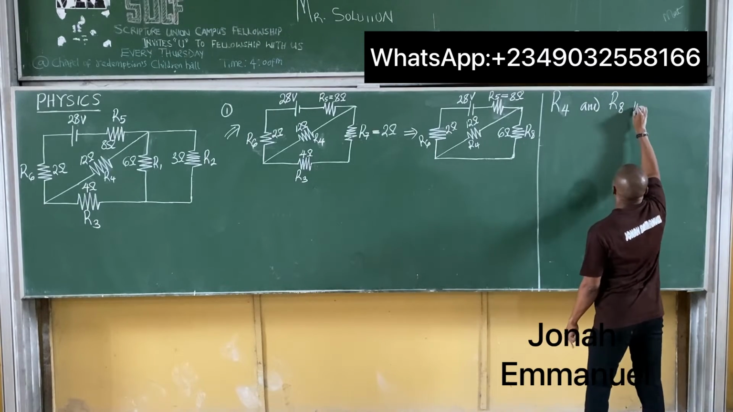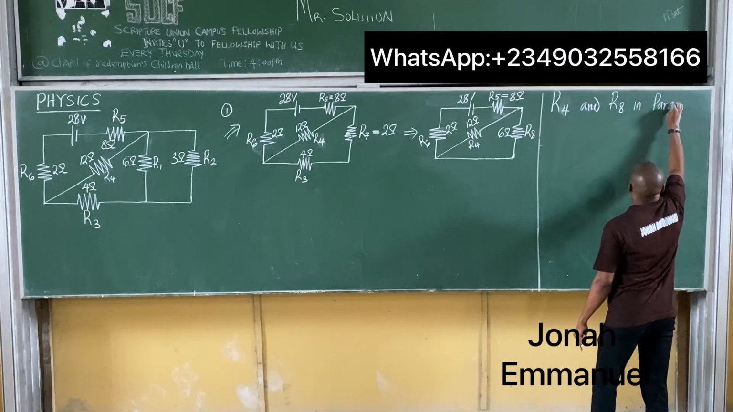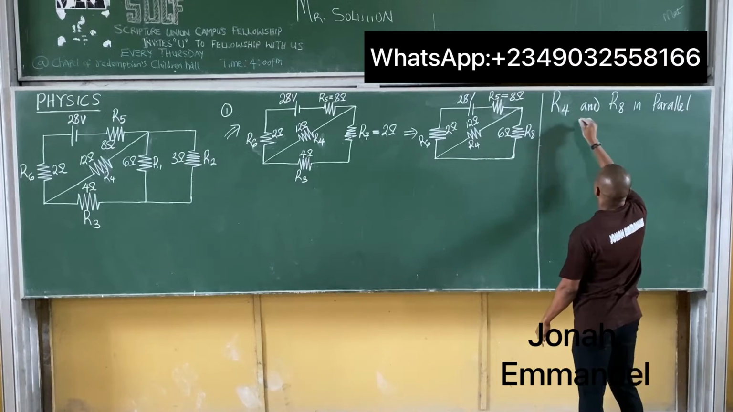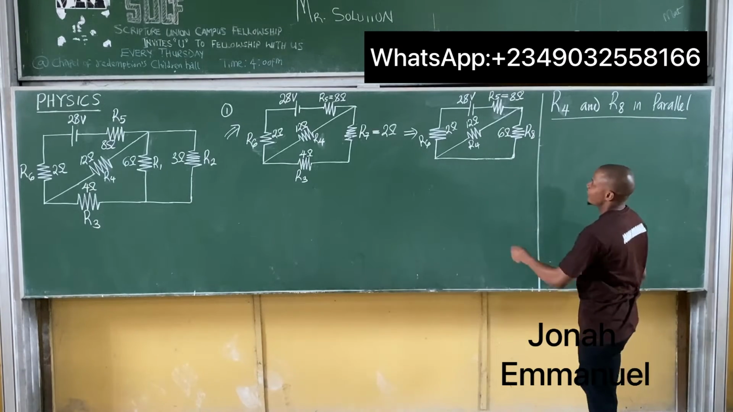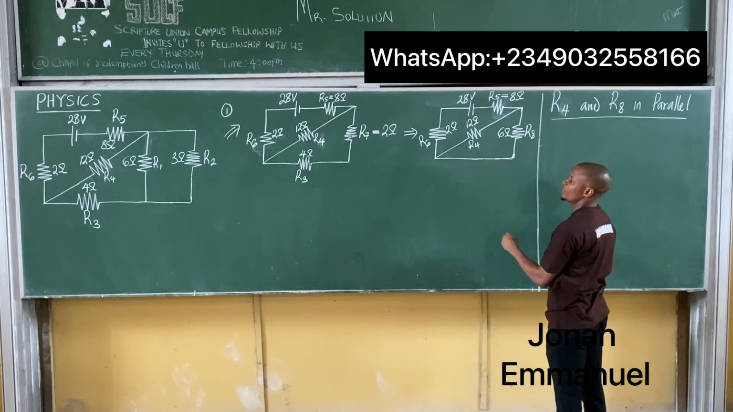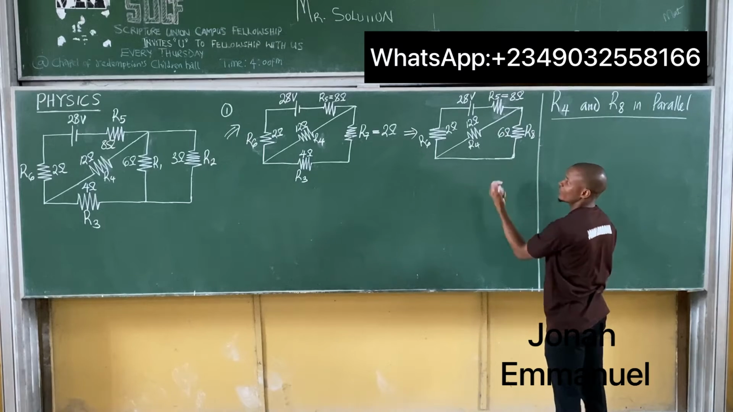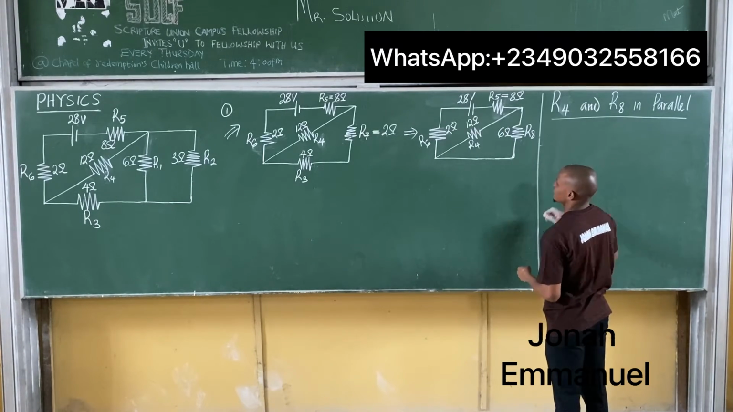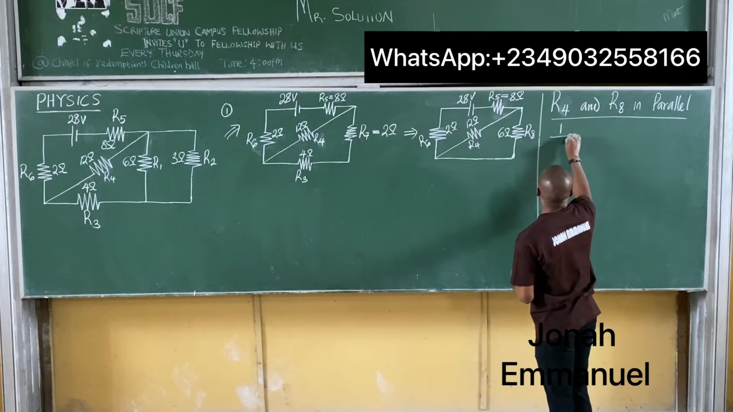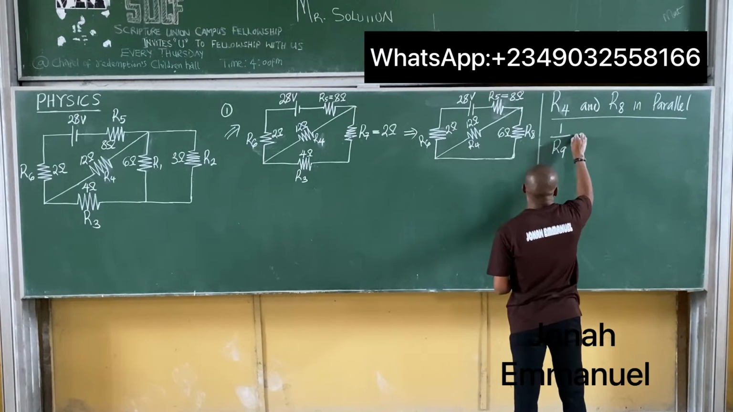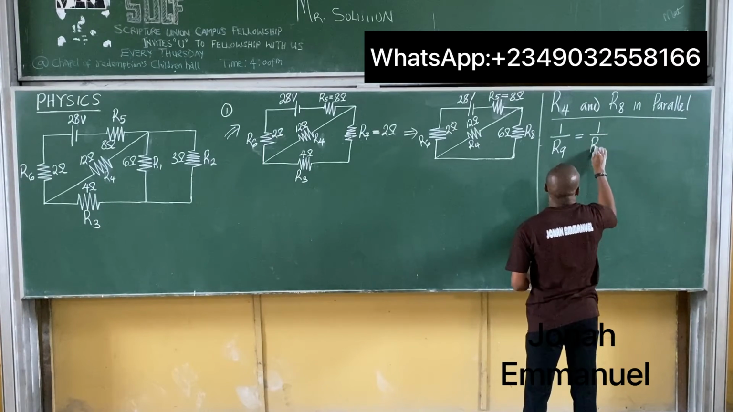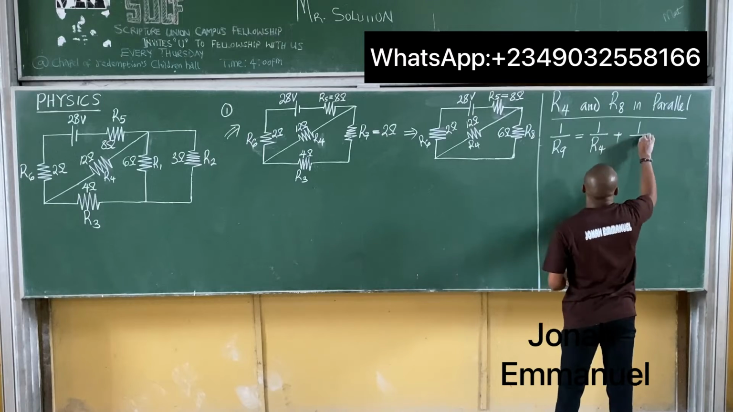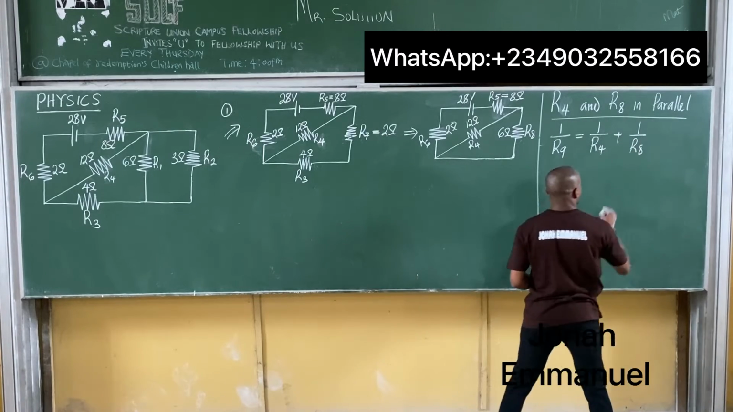R4 and R8 in parallel. So the equivalent of R4 and R8 is not my total resistance. It's not my equivalent resistance yet. So I'll have an R9. So in parallel, take the inverse. So it becomes 1 over R9 is equal to 1 over R4 plus 1 over R8.